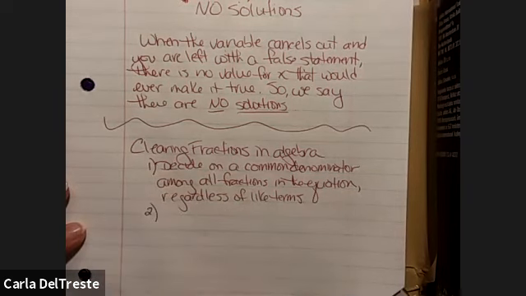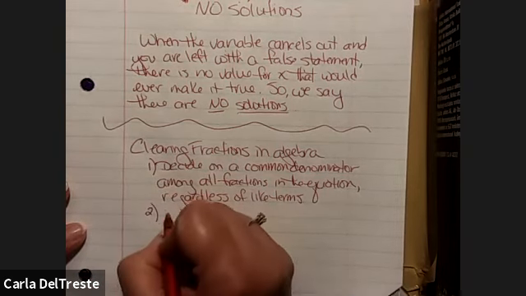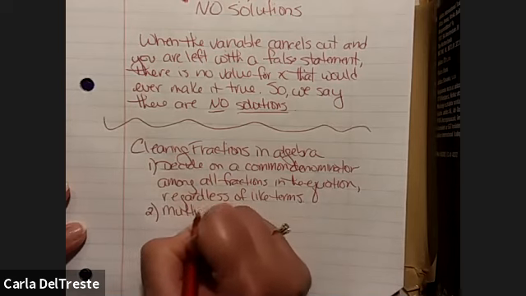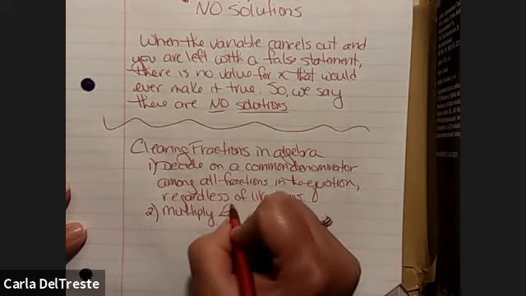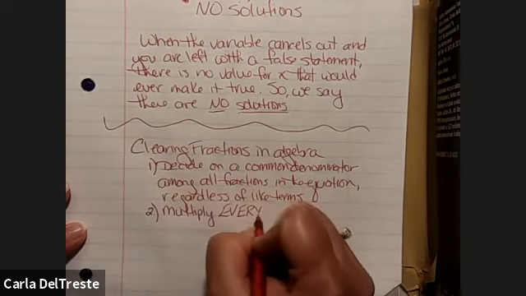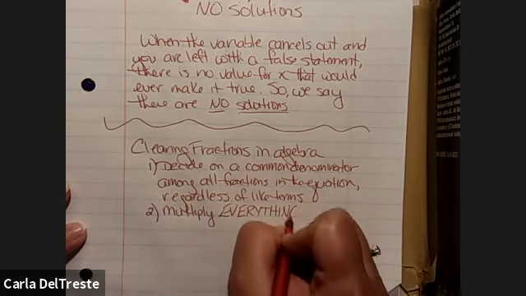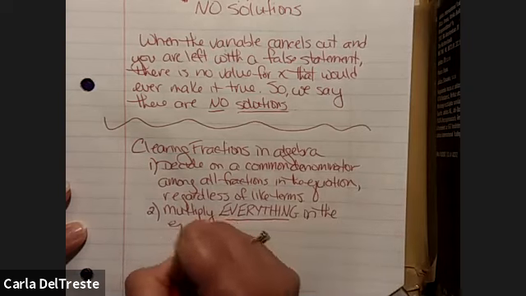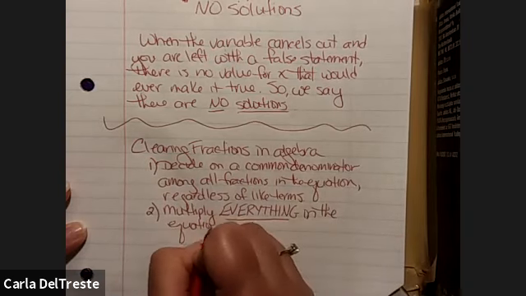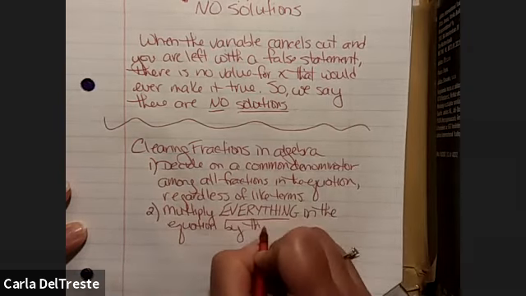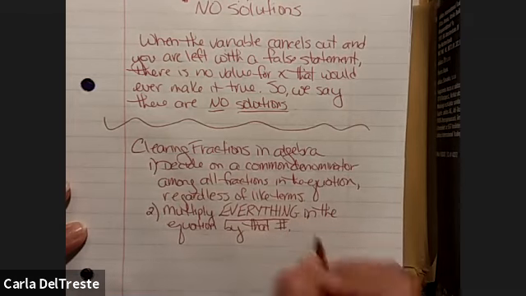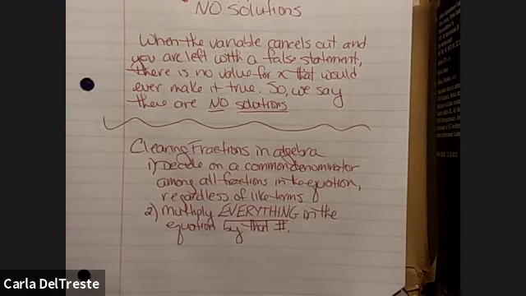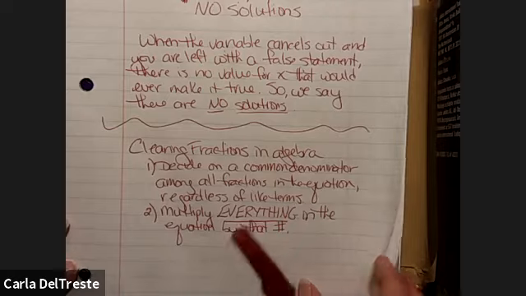Once you decide on that number, then you multiply everything, all caps and underlined, everything in the equation by that number. And if you do this correctly, you are going to watch the magic happen, okay? This really is like math magic. So let's jump in with an example.